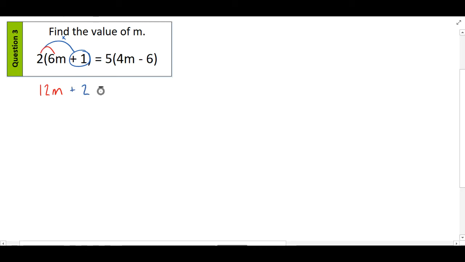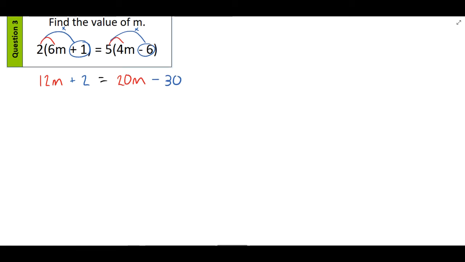That's the left hand side. We're going to do the same on the right hand side. 5 times 4m would give you 20m. And then we're going to do 5 times negative 6. Not 5 take away 6. 5 times negative 6, which is going to give you negative 30. As soon as you've done that, you've turned it into a question like the ones we've done before. Choose the side with the fewest m's on it. That's this side here. That's a positive 12m. That's a positive 20m.